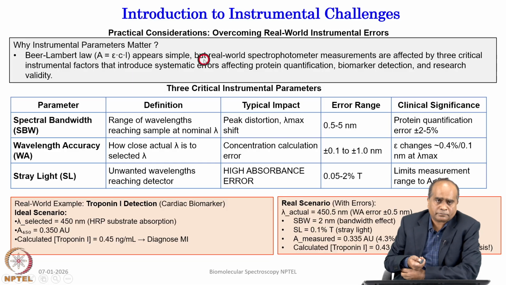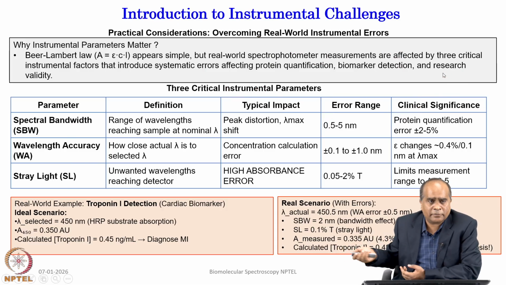So, let us start. What are the practical considerations and how can we overcome these real-world instrumental errors? Instrumental error can come from the three things we discussed. The parameter that we are observing is absorption, A equals ECL. It appears simple, but as I said, systematic errors can be introduced because of these three parameters, and that can affect protein quantification, biomarker detection and our overall research validity.